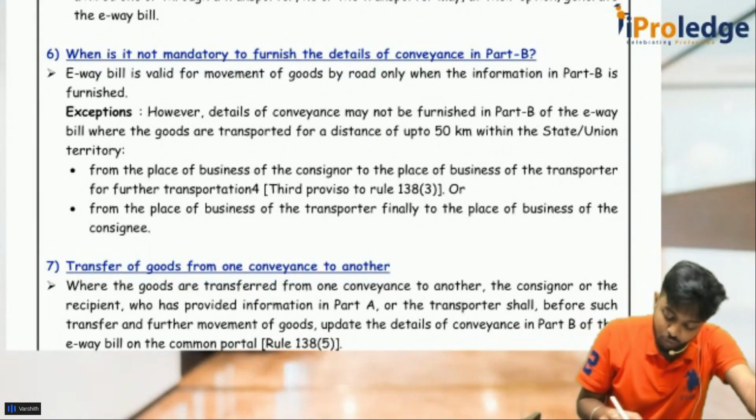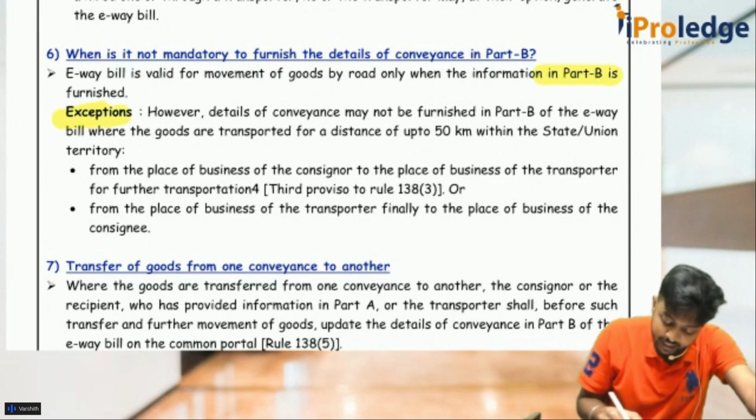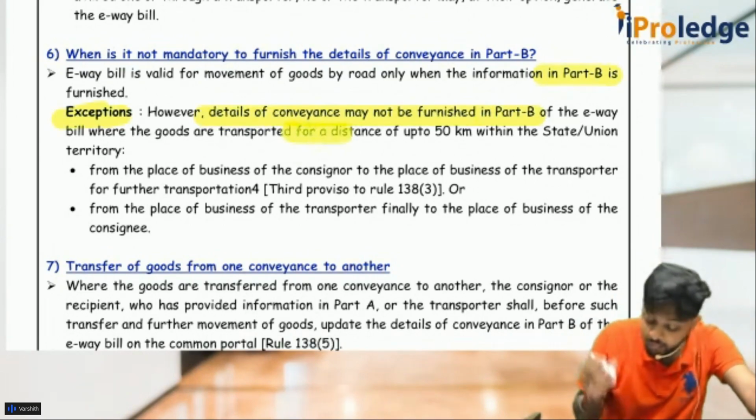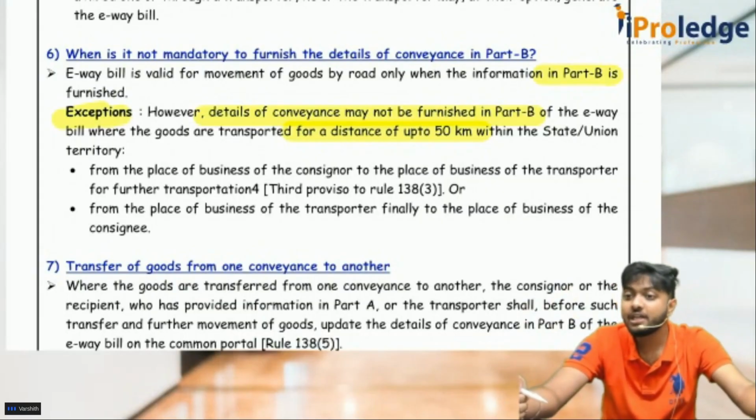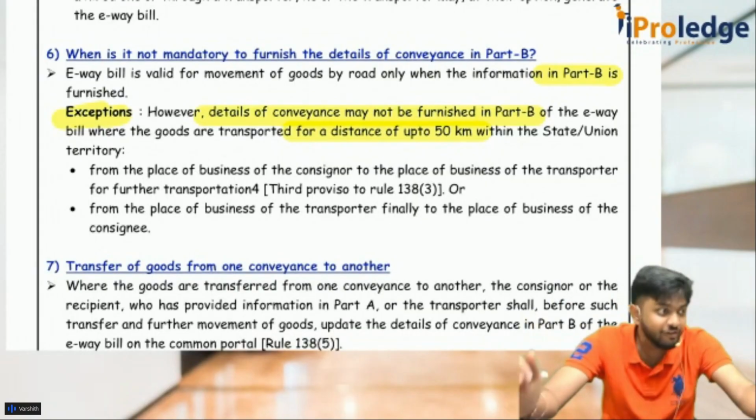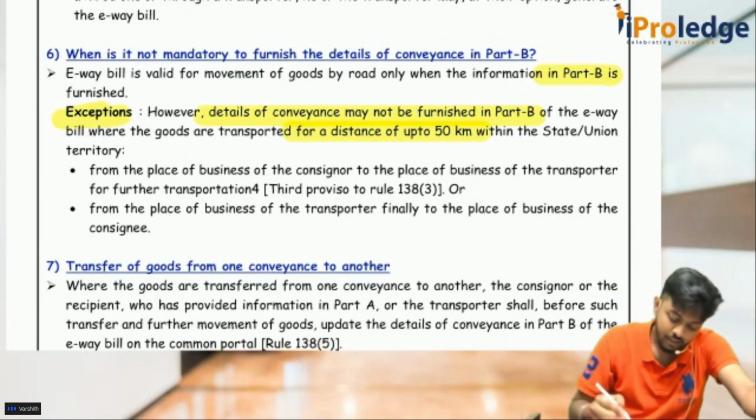E-way bill is valid for the movement of goods only when Part B is furnished. Exception: the details of conveyance may not be furnished in Part B if the goods are transported for a distance of up to 50 kilometers within the state or union territory. So they are telling if the movement is less than 50 kilometers and happening within the state, then no need to furnish Part B. Furnishing of Part A is sufficient compliance. That means it is as good as e-way bill is generated.